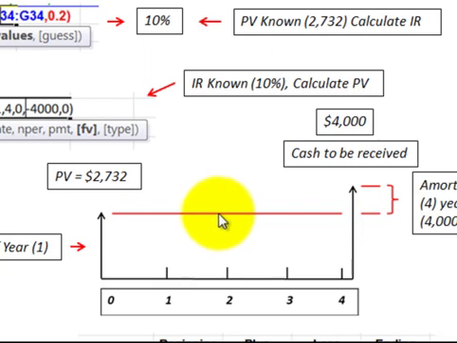Alright, let's take the case here where we don't know what our interest rate is, and we have to discount this $4,000 back, but we don't know the interest rate. So in that case we'd have to know what the present value is, and we'd be able to determine that at the beginning of year one. And then we know that we're going to get a $4,000 payment here at the end of year 4.